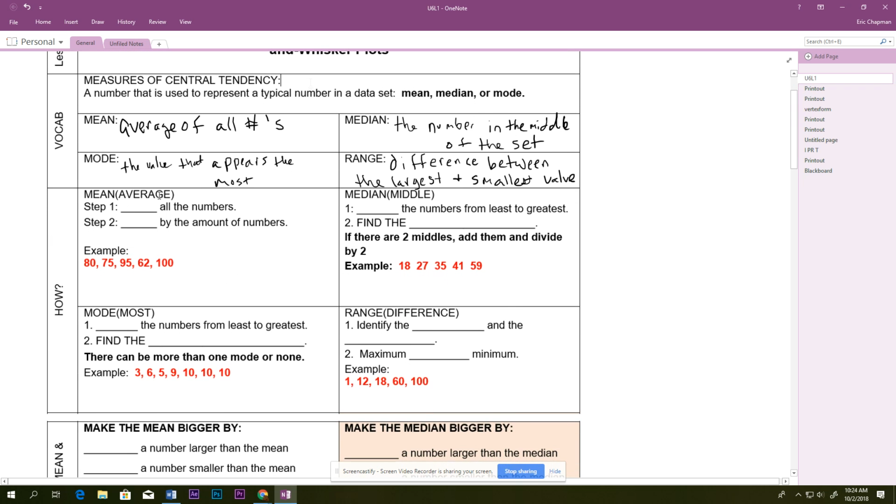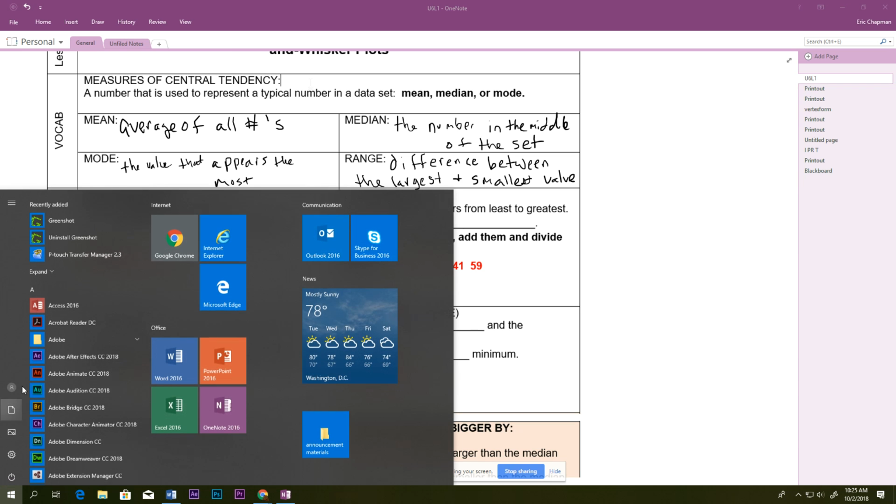So let's find the mean or the average. So the mean, step one, is to add all the numbers. And step two is divide by the amount of numbers. So let's go ahead and do that. Let me pull up my calculator.